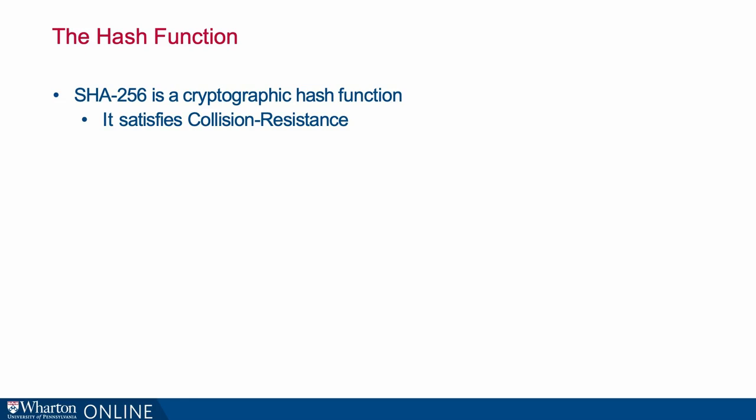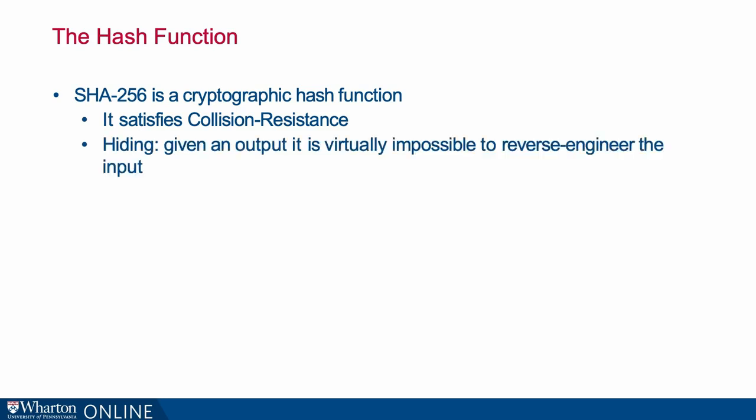Okay, so SHA-256 is a cryptographic hash function. It satisfies collision resistance. That's what I discussed on the previous slide, namely the chance of any two values producing the same hash, the same output, is very, very small. It also satisfies a property called hiding, meaning that given an output, it's virtually impossible to reverse engineer the input. And finally, it satisfies a mysterious sounding property called puzzle friendliness, which actually means what it says. You can use it to make good puzzles. So that's something that we're going to discuss later.